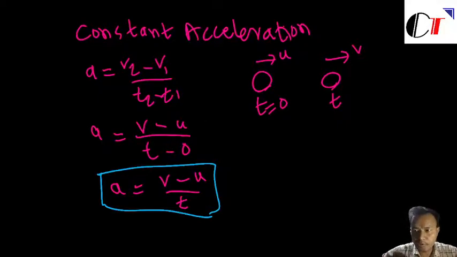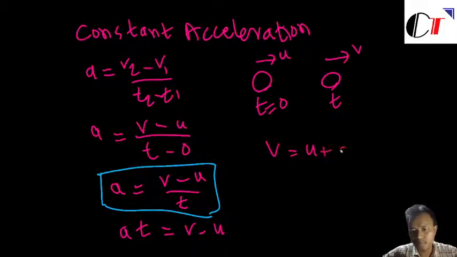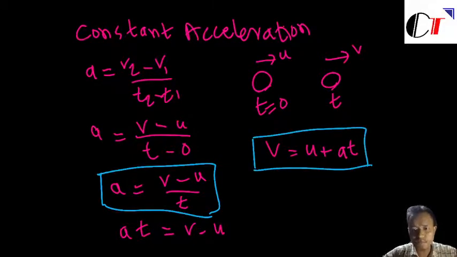And of course, based on this equation, we can also try to derive the formula for final velocity. So let's try to play around. So a t will be just v minus u, and now v will be just u plus a t. And of course, this equation is the formula to find the final velocity if we know the initial velocity and the constant acceleration and the time.